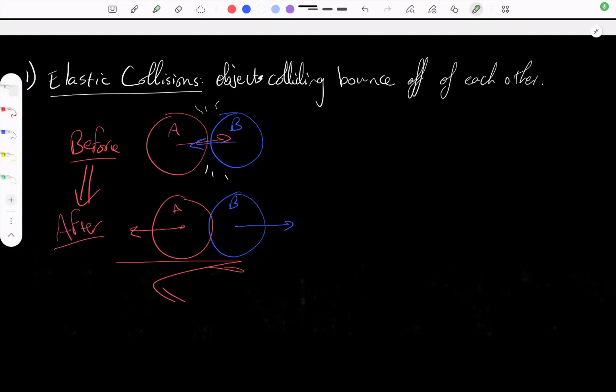Hello everybody, and welcome to this video where we're going to look at elastic collisions more in depth. So a quick reminder, we've seen before that elastic collisions are objects colliding and then bouncing off of each other.